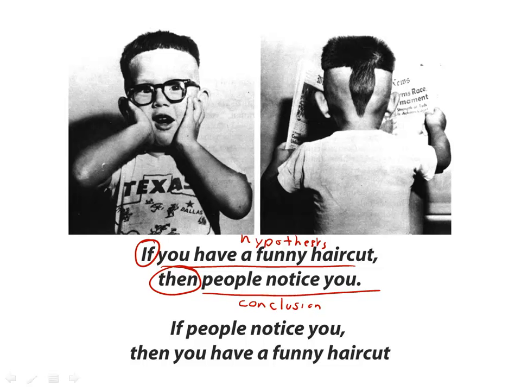Now, what has been done here in the second statement is that we've taken the conclusion and put it in the place of the hypothesis, and we've taken the hypothesis and put it in the place of the conclusion. So we have changed them around. This is called the converse. Alright, so let's take a look at another situation here.